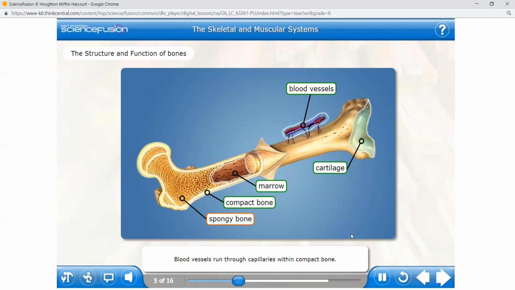Blood vessels run through capillaries within compact bone.